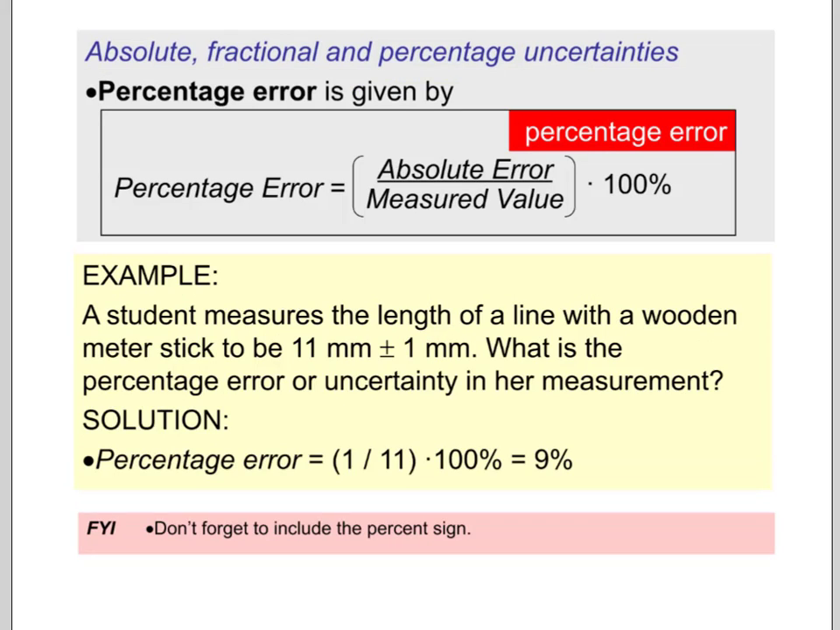Okay, so percentage error, we're going to take our absolute divided by our measured, which is our fractional uncertainty, and we're just going to multiply it by 100%. So this is the same calculation, only we put the 100% on there, and we find that this is a 9% error. So your measurements are within 9%, okay, of where we think they would be.